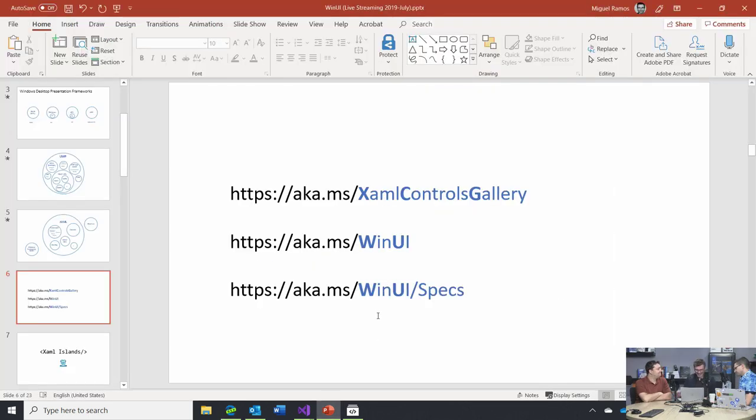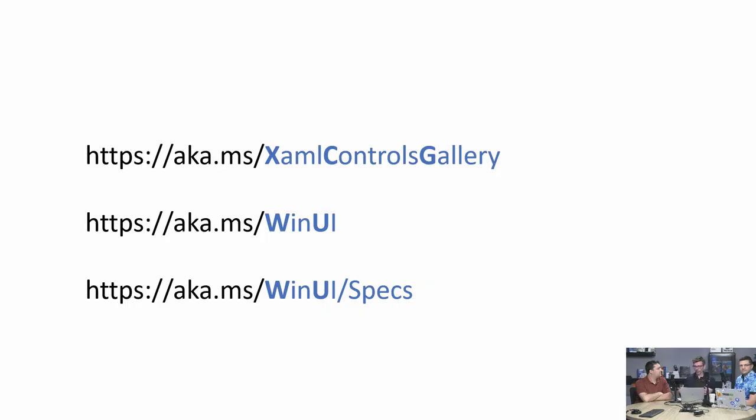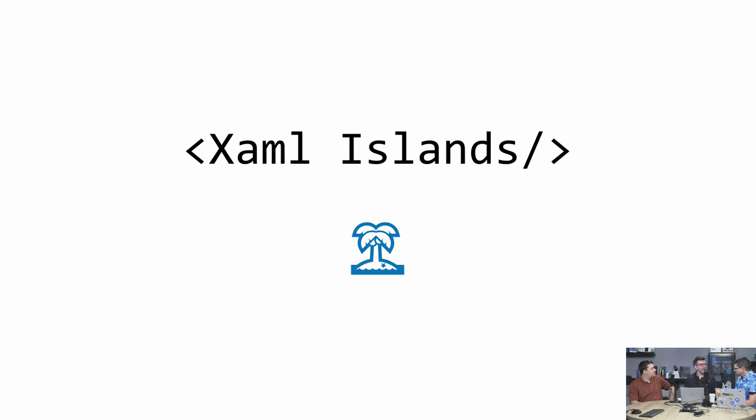Yeah, it's great. Well, so we have this UWP platform. We also have other desktop technologies in Windows like WPF, WinForms, Win32. It would be great if we can use all these fancy things that we have in UWP in Win32 applications, right? And this is the reason why we created XAML Islands.